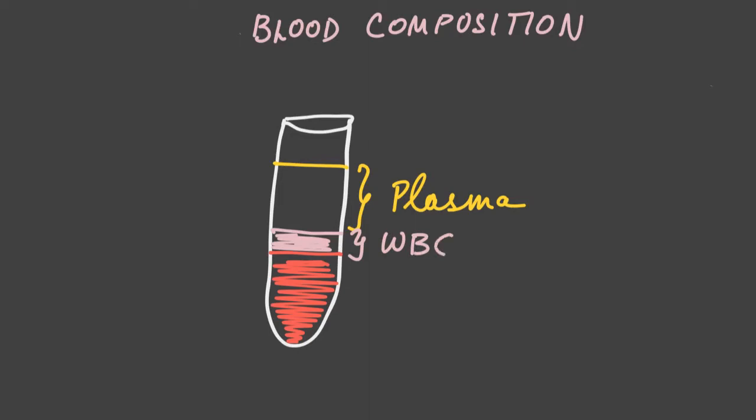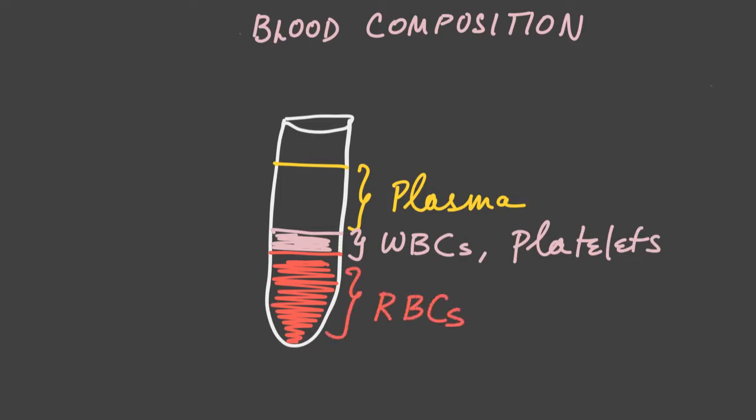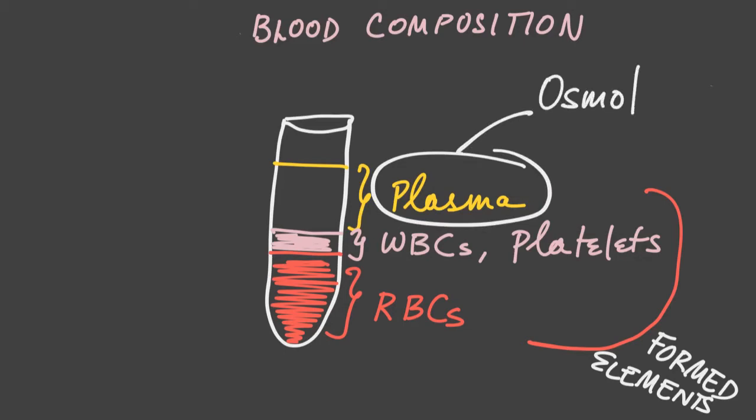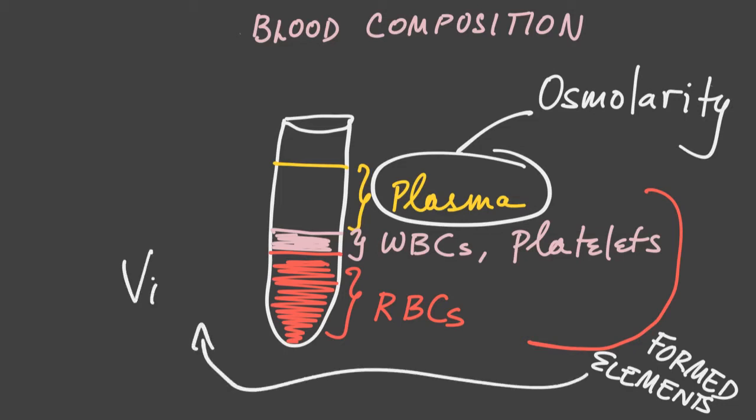The white blood cells, platelets, and red blood cells together make up what we call formed elements. Formed elements largely determine the viscosity or thickness of blood. The plasma, on the other hand, determines the osmolarity of blood. Plasma proteins, glucose, and salts in blood determine the osmolarity of blood.